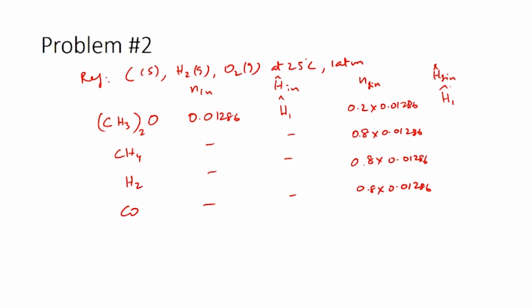So, you will be left with the same value of enthalpy for dimethyl ether for the initial and final condition. We need to calculate the enthalpies for methane, hydrogen and oxygen for the final conditions as well. Now, let us go ahead and calculate these values H1 cap, H2 cap, H3 cap and H4 cap. So, what is H1 cap?